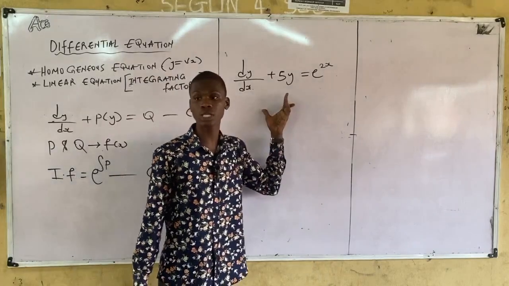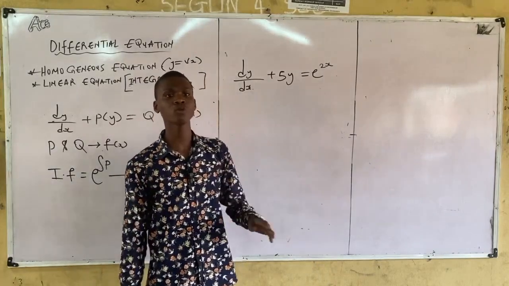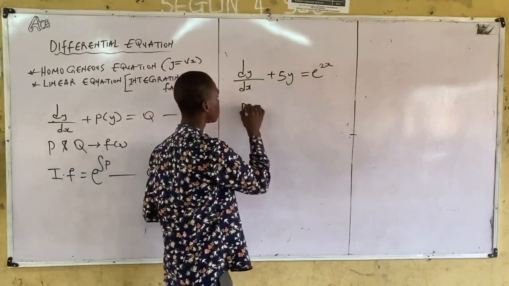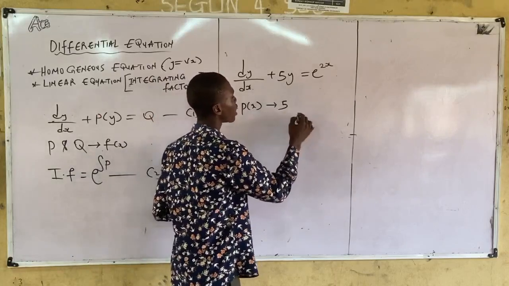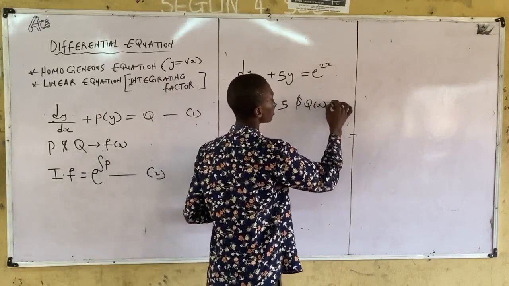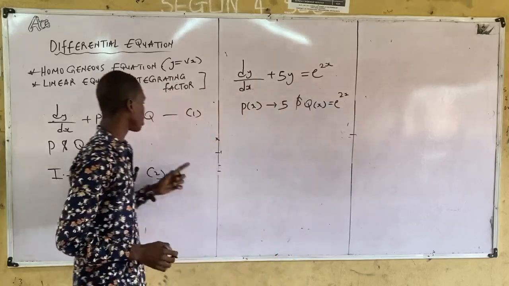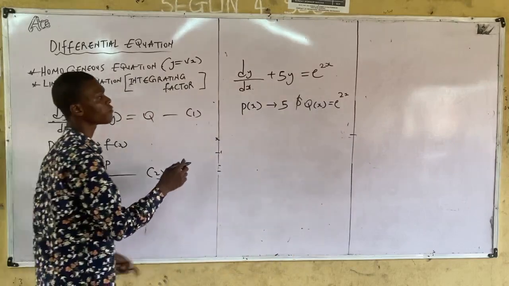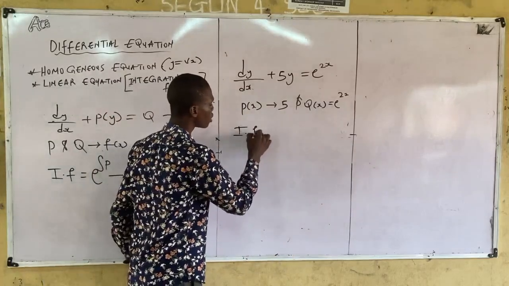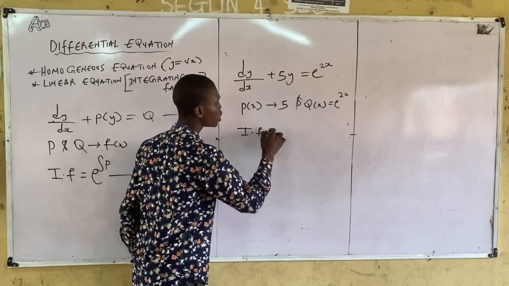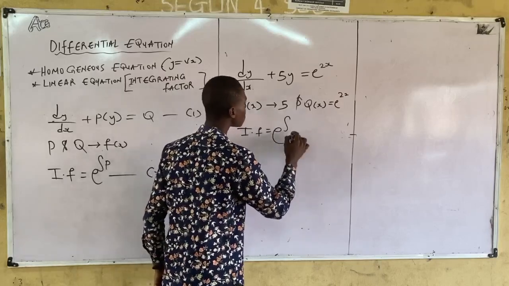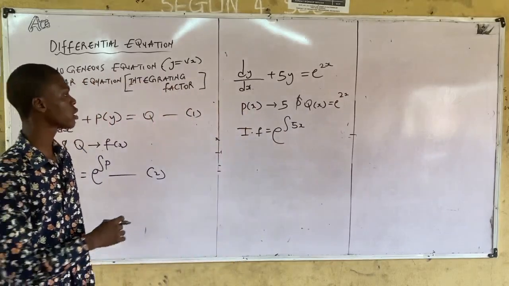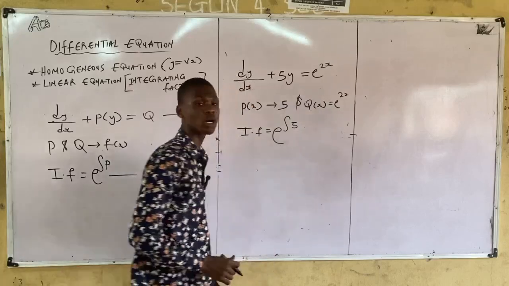Now, let's solve this. This is a linear equation. First thing, identify which one is your p and which one is your q. P of x is 5, and q of x is exponential 2x. The next thing is to get the value of the integrating factor for this question. The integrating factor is equal to exponential integral of 5.